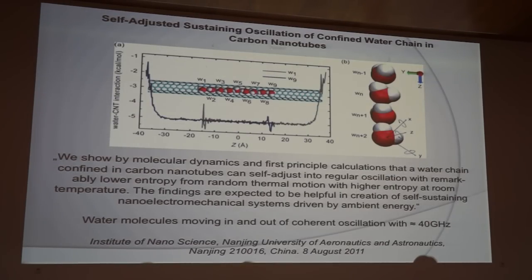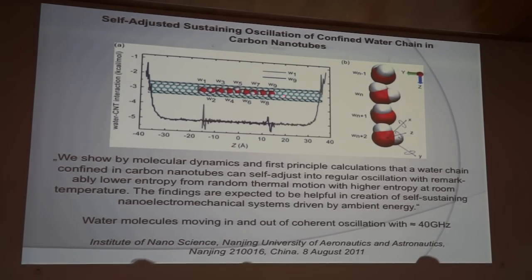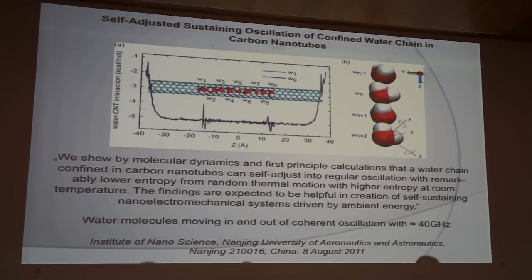Another oscillatory effect playing a role in the cell is the self-adjusted sustaining oscillation of confined water chains in nanospaces, here, for example, in a carbon nanotube. What you see here is a carbon nanotube and a chain of water molecules. And if that is the case, they most likely can move into a coherent oscillation. And this coherent oscillation lasts only for a very short time and runs into a chaotic oscillation again. And this moving in and out of coherence has a frequency of about 40 gigahertz.